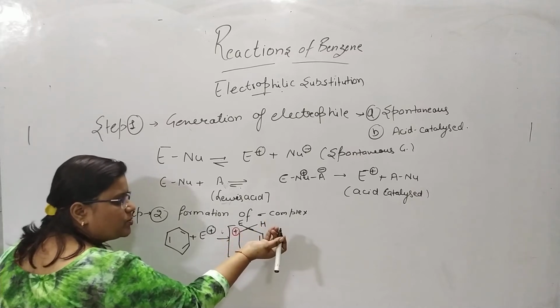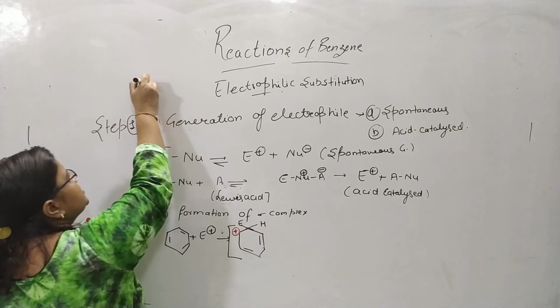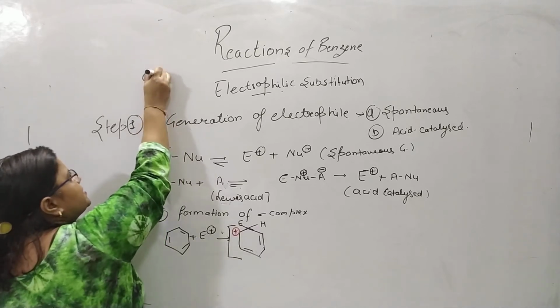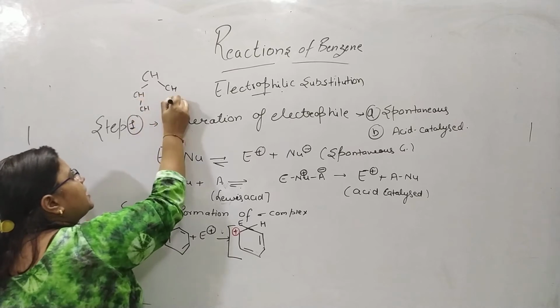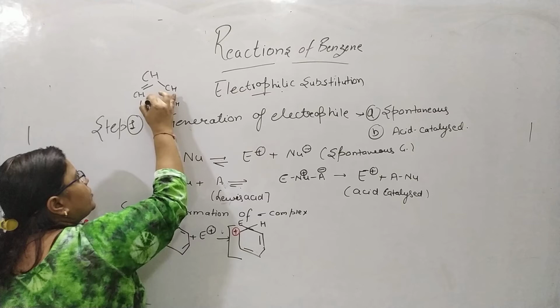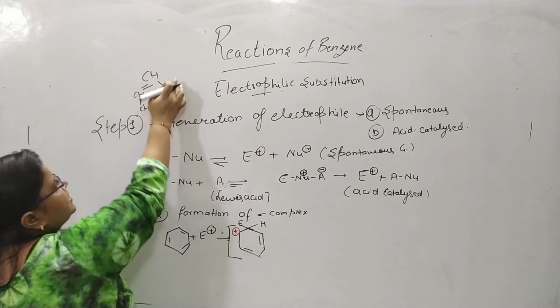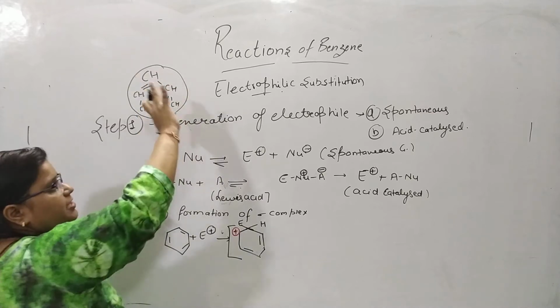Where some students are getting confused about where this hydrogen occurs: this hydrogen is already present, my dear students. This hydrogen is already present on the benzene ring, but generally we are not showing this. This is the complete benzene ring, CH, CH, CH, CH, CH, CH, with alternating double bonds.